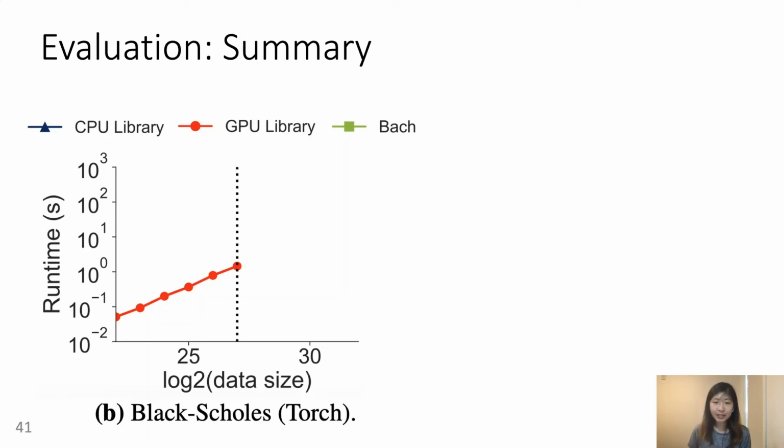On the x-axis, we vary the input size, and on the y-axis, we measure end-to-end runtime. Both these axes are on a logarithmic scale. And note that due to the logarithmic scale on the y-axis, the differences in runtime may be more or less than they actually seem. The dotted line indicates where the GPU implementation runs out of memory. And in this graph in the GPU library, the runtime is proportional to the data size until it runs out of memory and then crashes.